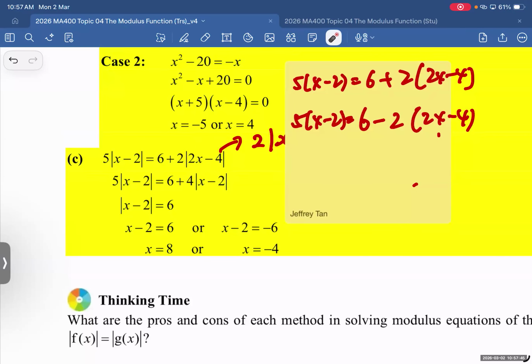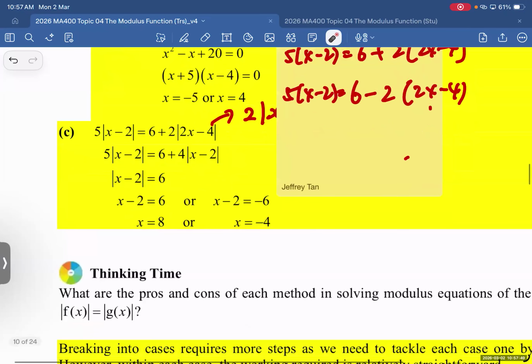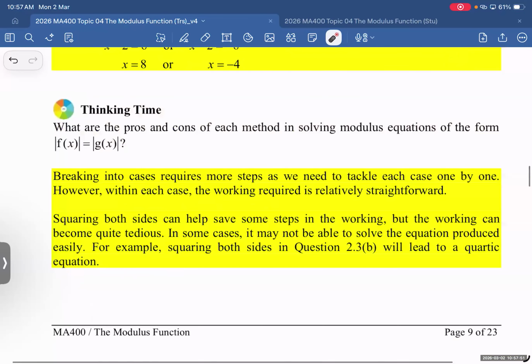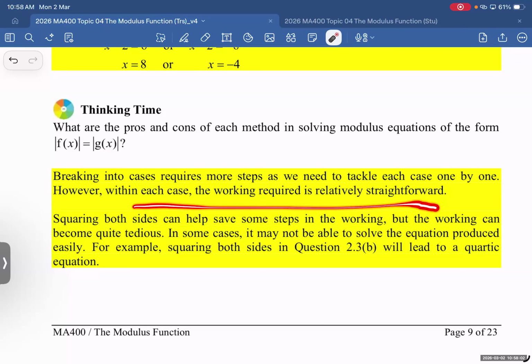So as you are doing, let me go on. What are the pros and cons of solving a modulus equation like f(x) equals 3x? When you break into cases, you require more steps. But within each case, the working is straightforward. When I break into cases, yes, I need to consider scenarios, but each scenario has a very simple solution.